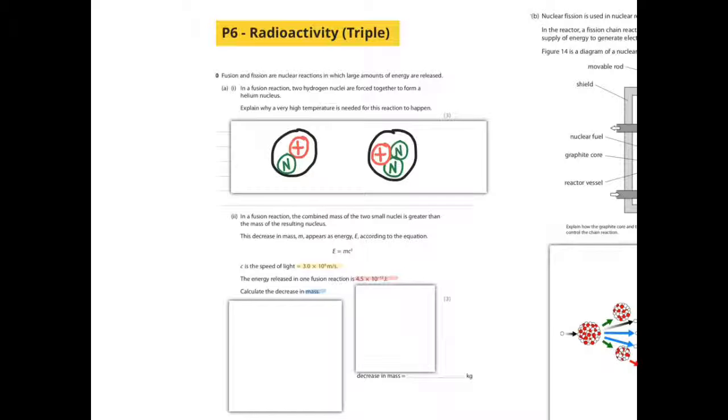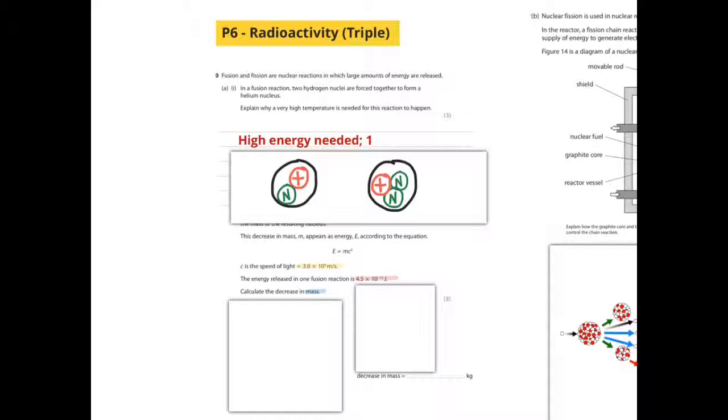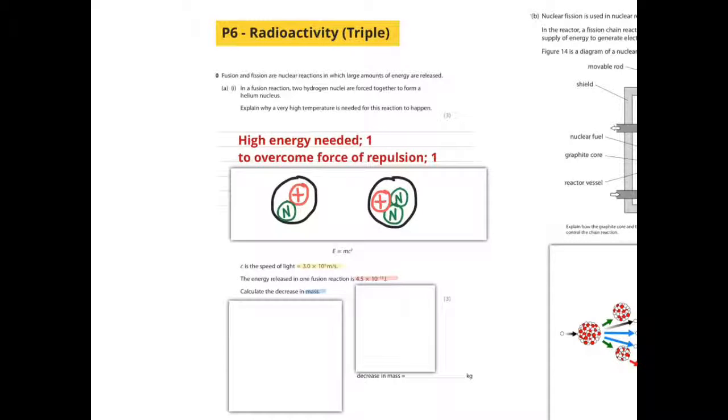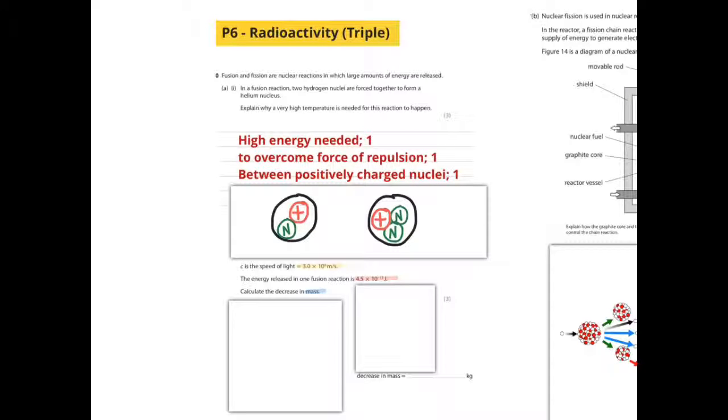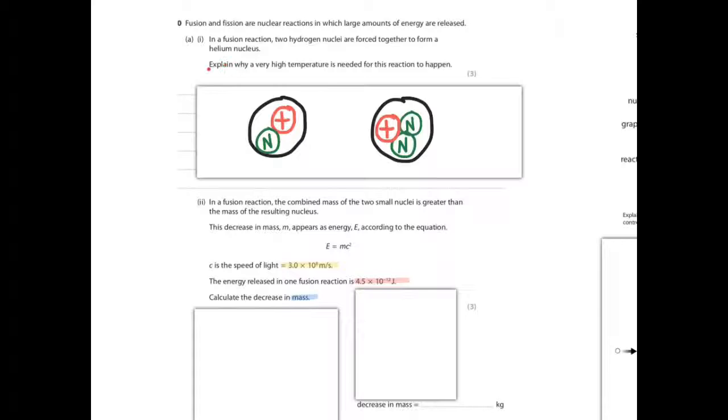So they need to be traveling at very high speeds, and the way to do that is to increase their temperature so they have more kinetic energy, so they can overcome that force of repulsion. So: high energy is needed to overcome the force of repulsion between positively charged nuclei. Remember, that was an explain question, so you had to give a scientific reason.